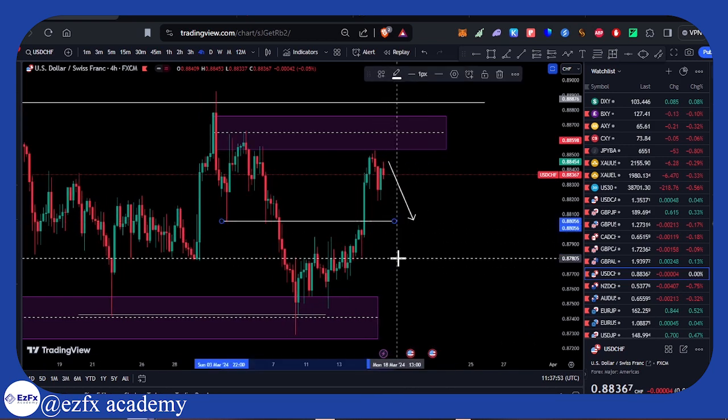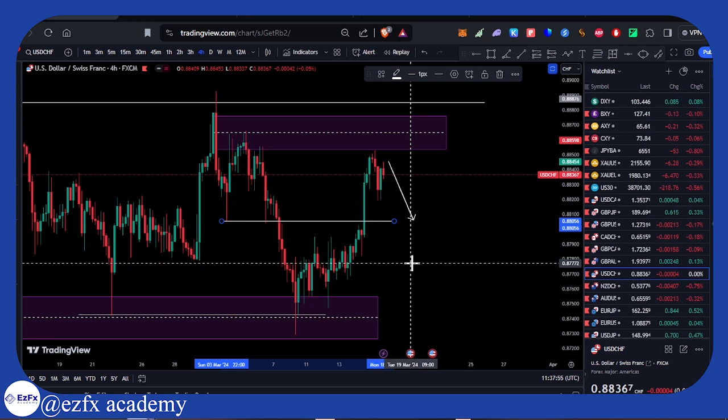So I'm watching out for what would happen when price gets towards that horizontal line, 0.88056. If I can see a lower time frame confirmation showing us there's every possibility for price to go bullish, I'll change my bias.